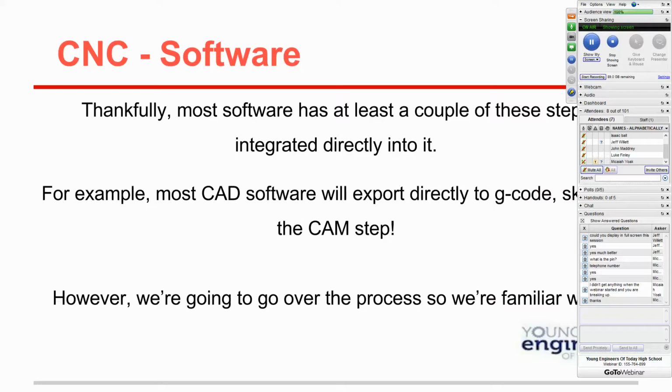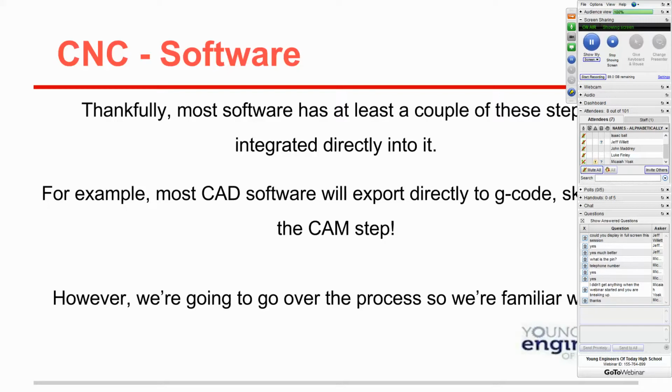That got moved around. Okay, so yeah, the software. Most software, we were talking about CAD, CAM, and machine controllers. Most software has at least a couple of these steps, CAD or CAM or whatever, integrated directly into it. So, for example, most CAD software will export directly to G-code after computing the toolpath and stuff like that, which helps to skip the CAM step.